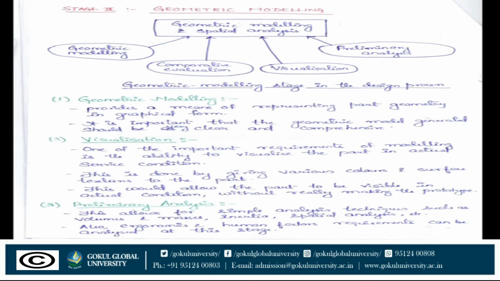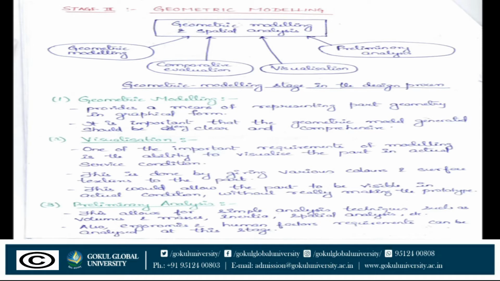The next stage is geometric modeling. Geometric modeling will be classified into a number of categories: geometric modeling, comparative evaluation, visualization and preliminary analysis. Geometric modeling means the representation of the part geometry in graphical form. It is important that the graphical model generated should be clear and comprehensive.